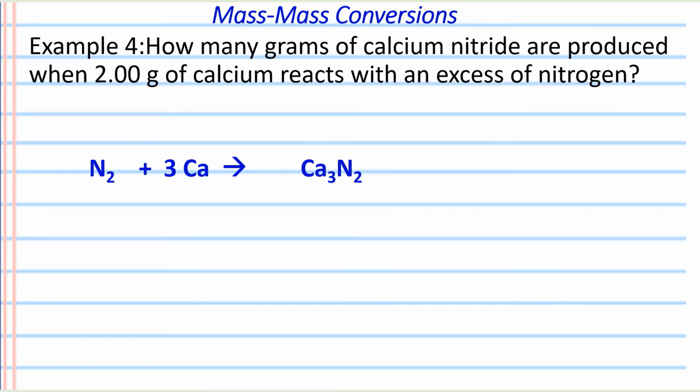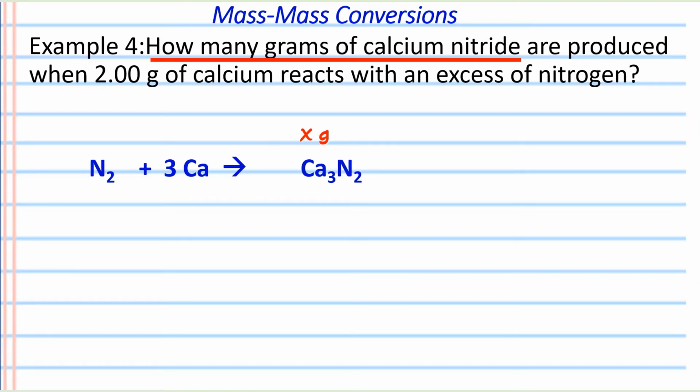So let's see how you did. The question says how many grams of calcium nitride are produced. So even if we don't remember how to write formulas, and we don't know what calcium nitride would look like as a formula, we know what's on the product side. And we should hopefully remember that calcium nitride would be calcium and nitrogen bonded together in a compound.